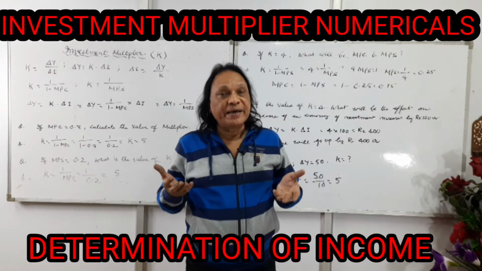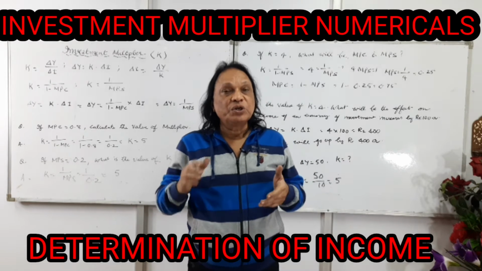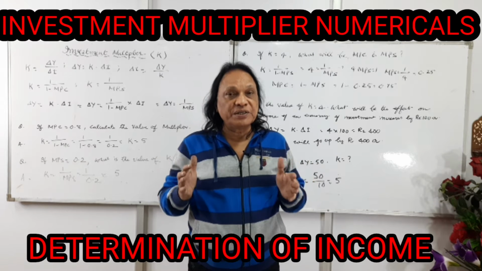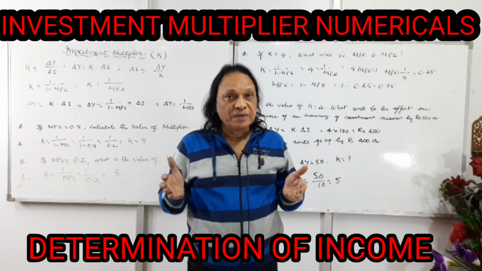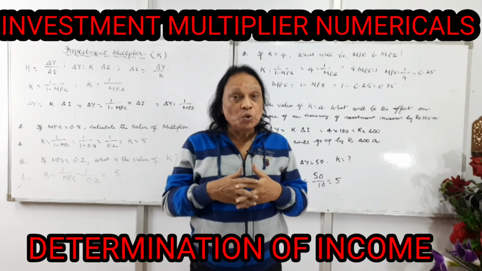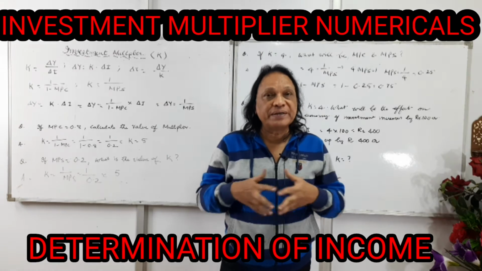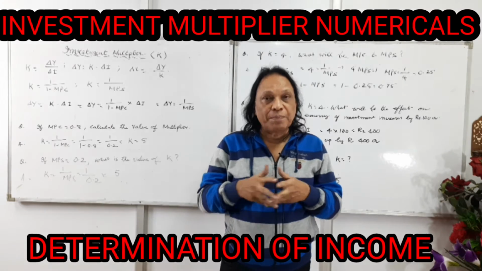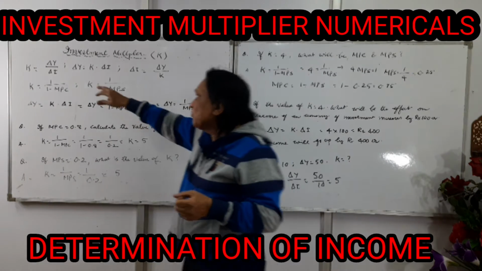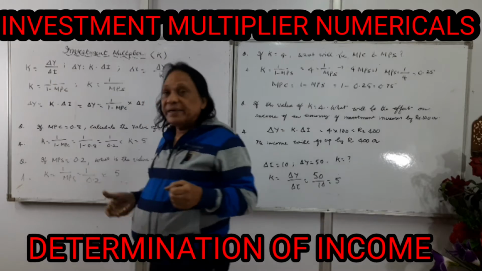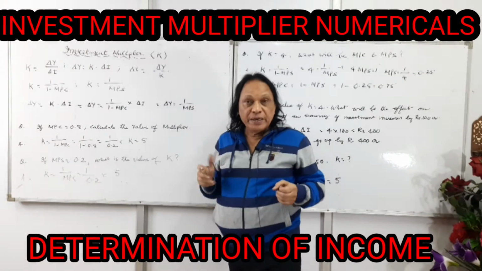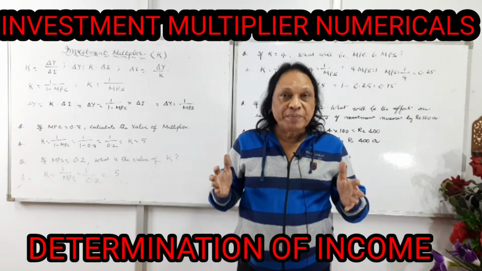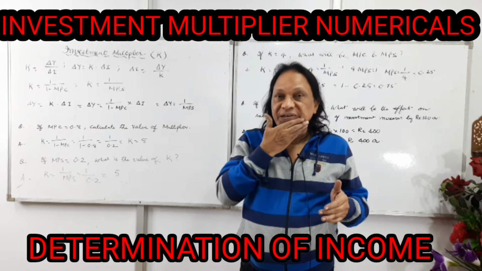How did we define K, the investment multiplier? Investment multiplier is the ratio of change in income to change in investment. In simple formula, we write K as delta Y upon delta I, change in income upon change in investment. This is the first formula we have. Investment multiplier is a number with which we multiply the change in investment to get change in income.